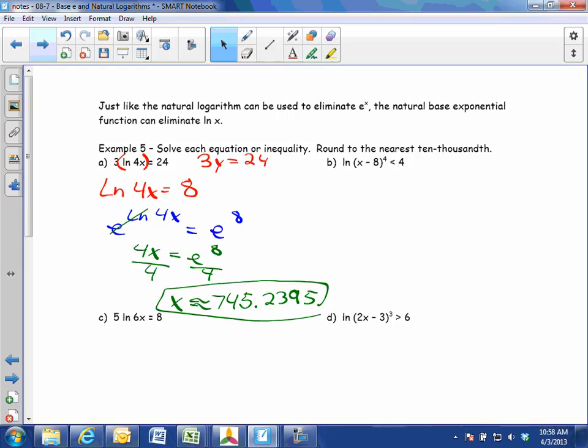Wait a second. How do you do that again? On your calculator, you're going to have to put the e first, and then the second key, and then divide by 4.